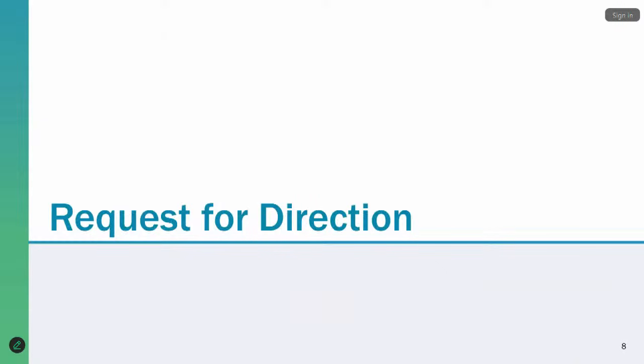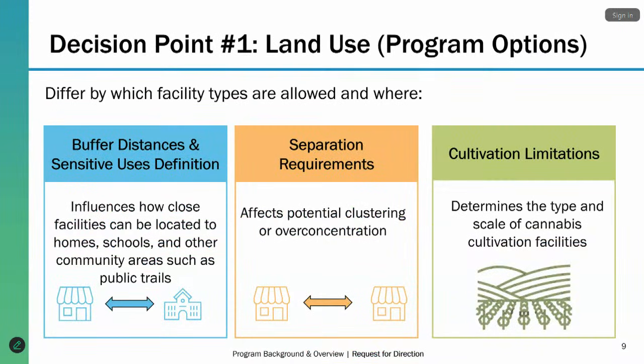We'll now move into 3 decision points that require direction from the board. The first decision point relates to land use regulations. After the public comment period ended, staff met with community planning and sponsor groups, industry advocates, and social equity applicants to address their concerns. Based on that outreach, staff developed 3 program options for the board's consideration.